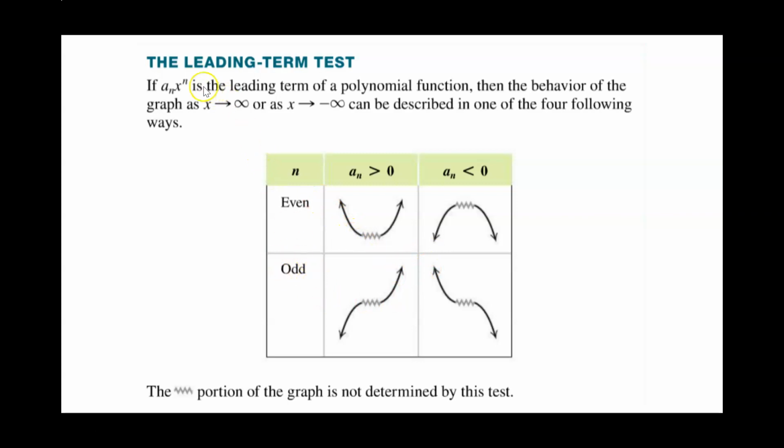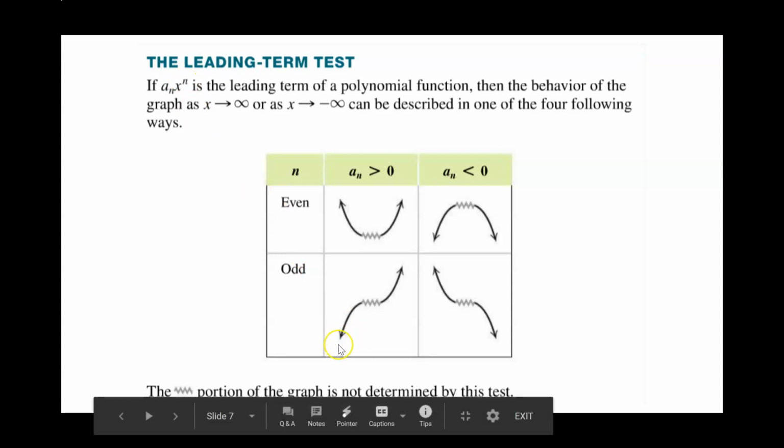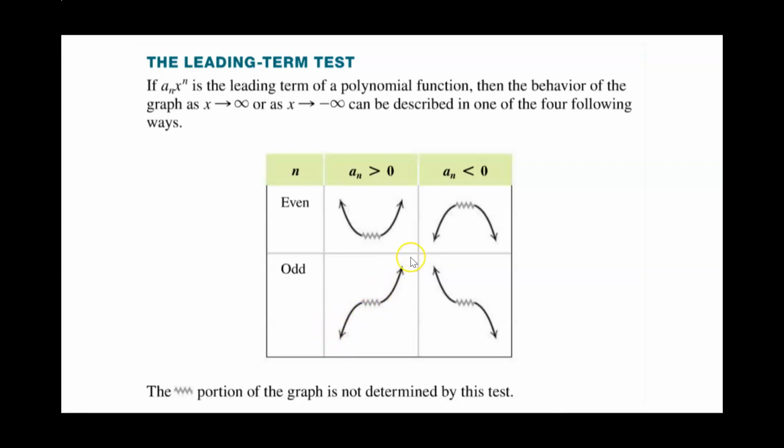For odd exponents, it won't come from a down position and go back down, it goes back up. So these two are going in opposite directions. So anytime you see a graph going in opposite directions, this one's going down, this one's coming up when it finishes, you know it's going to be an odd exponent.